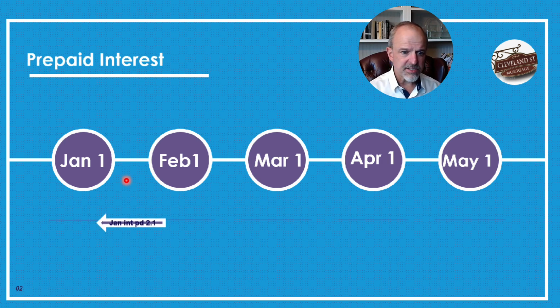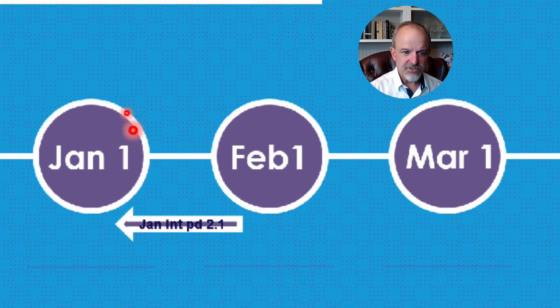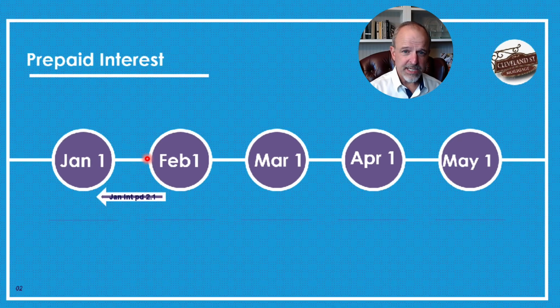But interest is collected in arrears. So when is the January interest going to be collected on your mortgage? Well, it's going to be collected with the February 1st payment. And so when you make that February 1st payment, you're paying interest that accrued during the month of January. So on January 1st, you had a principal balance outstanding, and you were accruing interest every day based upon what that balance was and the interest rate.